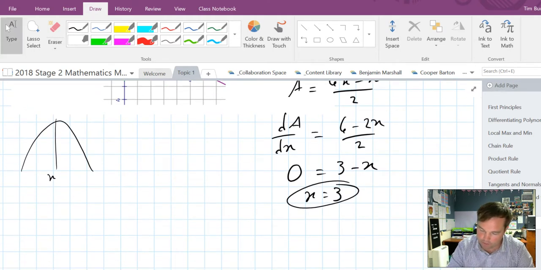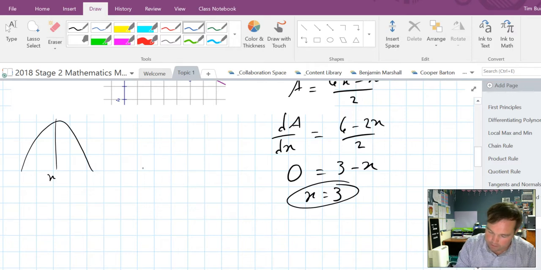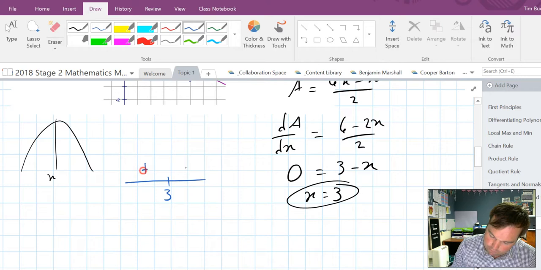And what we can do is we can check the sign diagram. So we can go along here and say 3, well, what does the derivative do either side of 3? Clearly it's going to be, if it's less than 3, positive, then negative, which explains the positive, negative slope. So this here is a max.